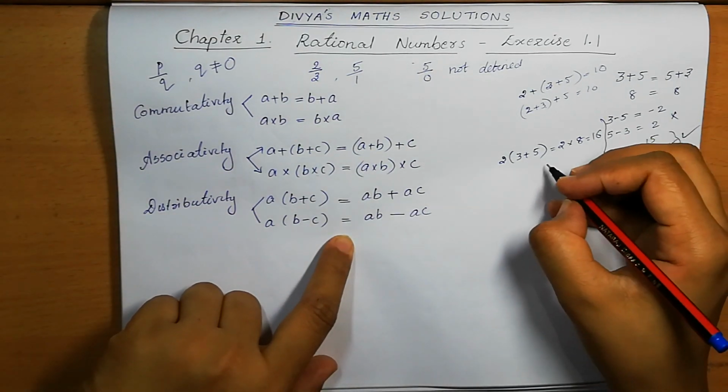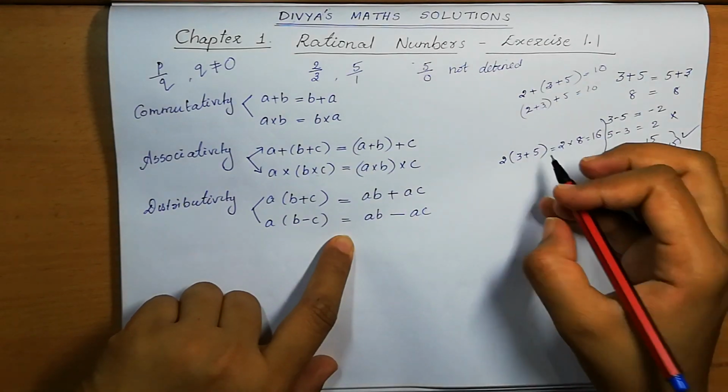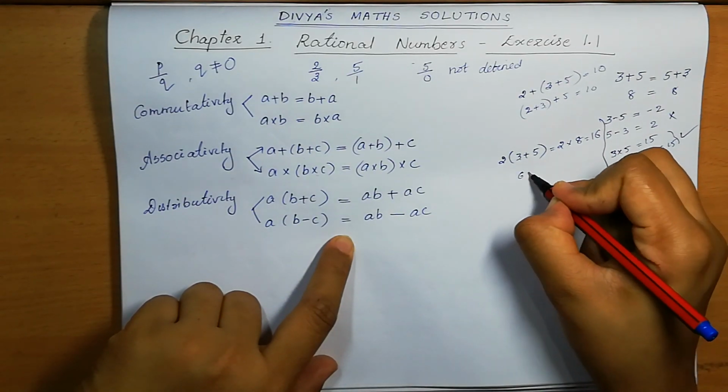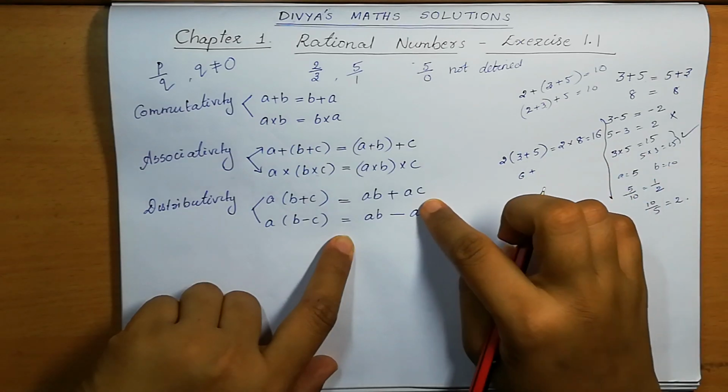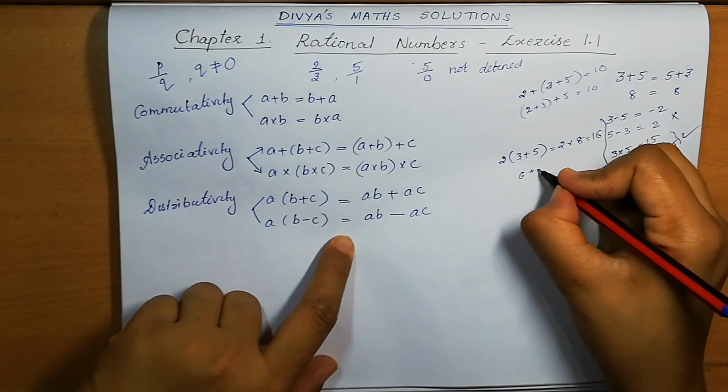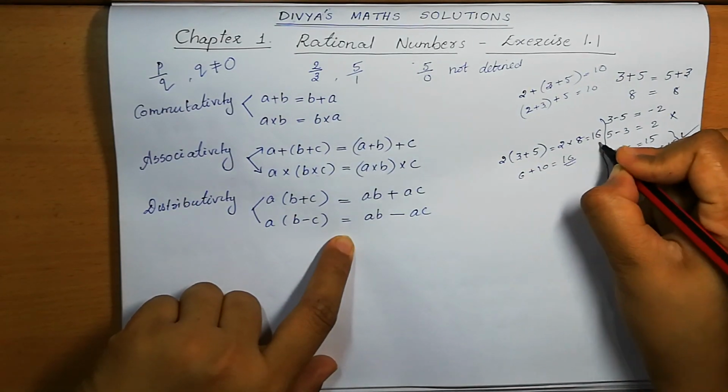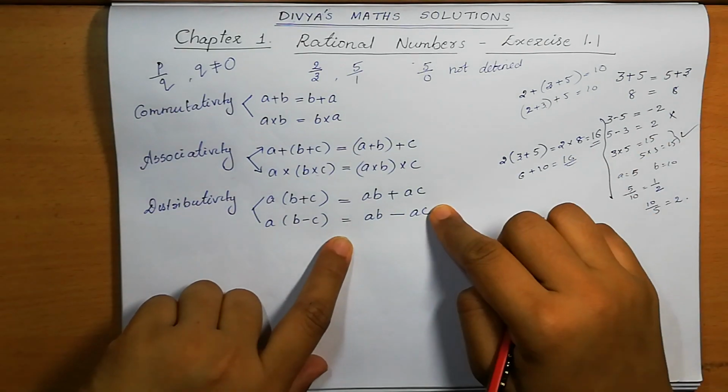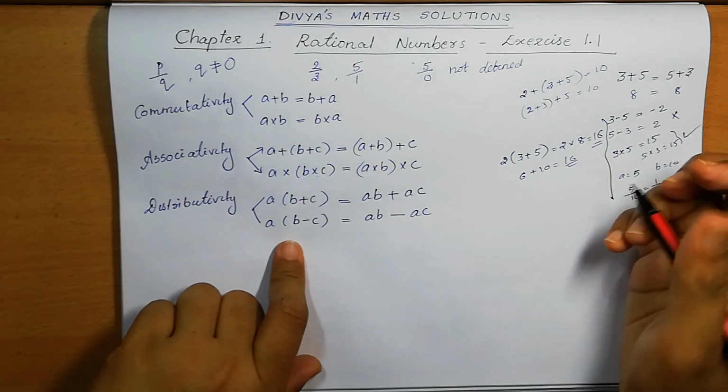Next, AB plus AC. AB means 2 into 3, 6. 2 into AC means 2 into 5, 2 into 5 is 10. 16. Correct. Both answers are same. So this is satisfying. Next we can check for the subtraction also.